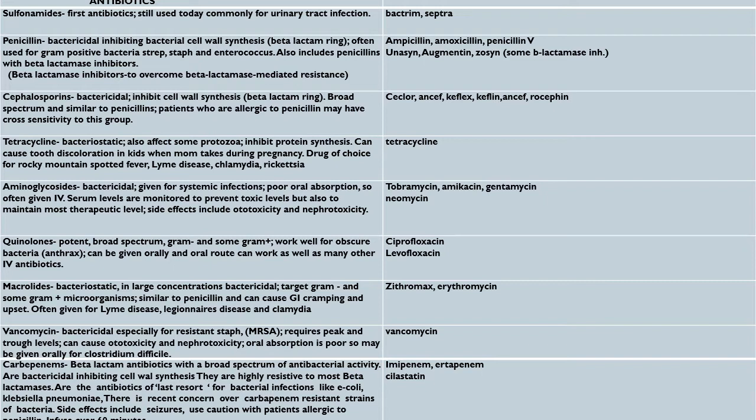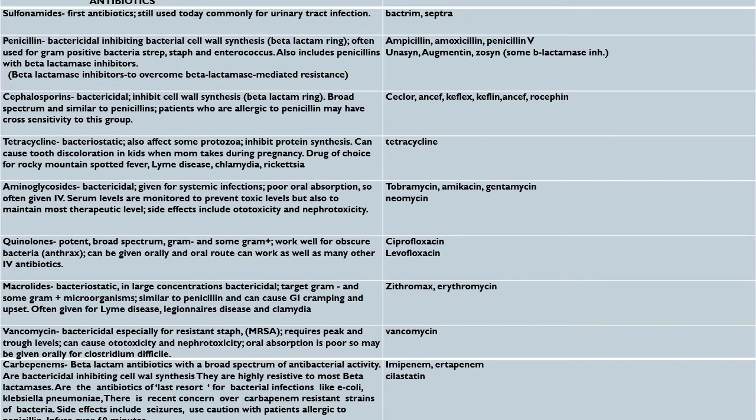The next category is the penicillins, and the penicillins are bactericidal, meaning that they kill bacteria. They do this by inhibiting bacterial cell wall synthesis, and they do this through something called the beta-lactam ring. They're often used for gram-positive bacteria, strep, staph, and enterococcus, and we can use some new penicillins now. What has happened over the years is bacteria have become resistant to many of the penicillins, and bacteria sometimes have developed an enzyme called beta-lactamase that attacks the beta-lactam ring, which is the effective part of the antibiotic. And when doing that, they render the antibiotic ineffective.